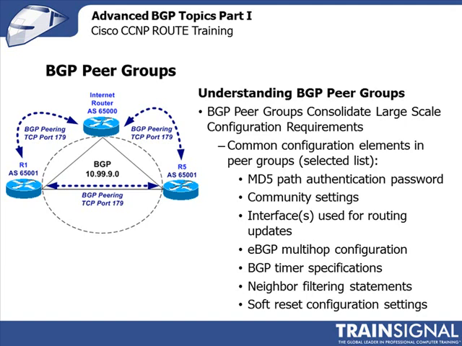There's just an example of some things that you can put in a peer group entry. If there's a configuration that has password requirements, the MD5 authentication between neighbors, you can have that there. If you have common community settings. If you want to use, for example, the loopback interface as the update source, you can use that in the peer group configuration. If you have eBGP multi-hop requirements, you can have that in there. Timer specifications. If you have neighbor filtering statements that are common to all the devices. And then finally, soft reset configuration inbound, for example, ways to be able to put that into the configuration command set.